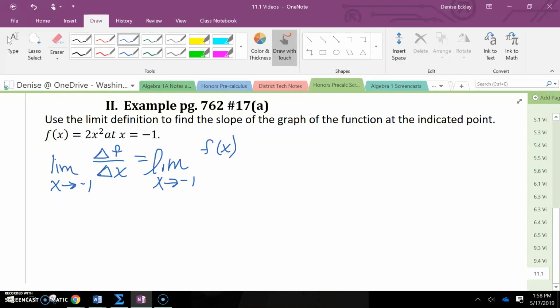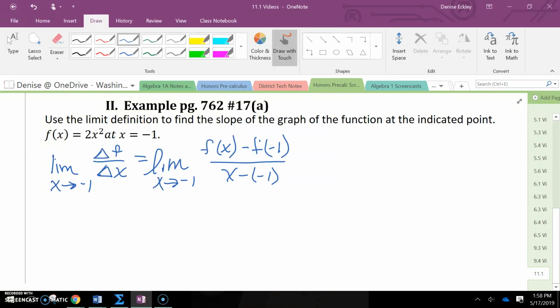So some arbitrary point that we're going to move closer and closer to -1. So the value of that point minus our value at that exact point. So those are our y2 minus y1, and then we're going to have x minus a -1.